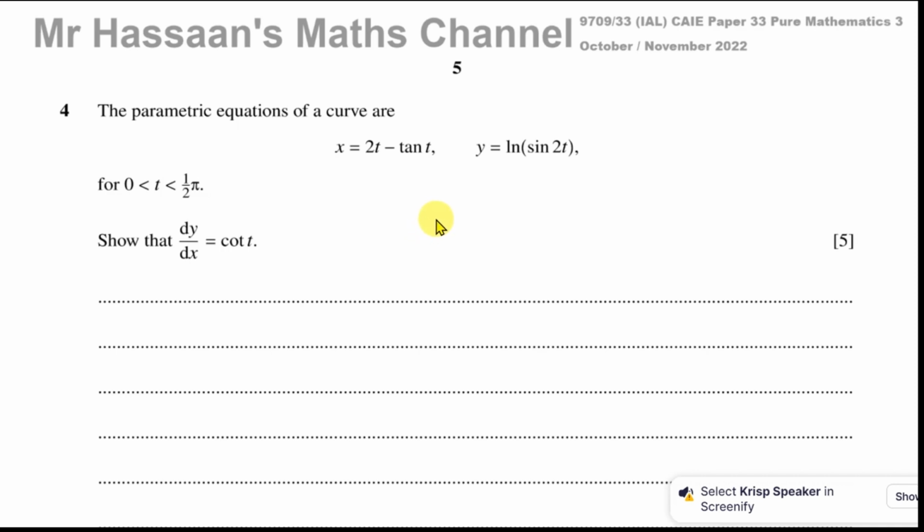It says the parametric equations of a curve are x equals 2t minus tan t and y equals ln of sine of 2t, for t values between 0 and a half pi. We've got to show that dy dx is equal to cotangent of t.